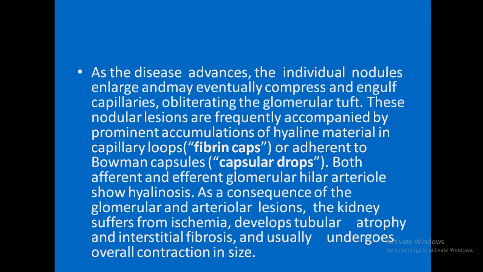Both the afferent and efferent glomerular arterioles will show hyalinosis. As a consequence of glomerular and arterial lesions, the kidney suffers from ischemia, and it develops tubular atrophy and interstitial fibrosis, and usually undergoes an overall contraction in size.